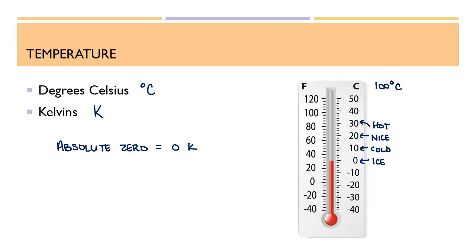On the flip side, the boiling point of water is 100 degrees Celsius. This is just one more way that the metric system makes things really easy to remember.